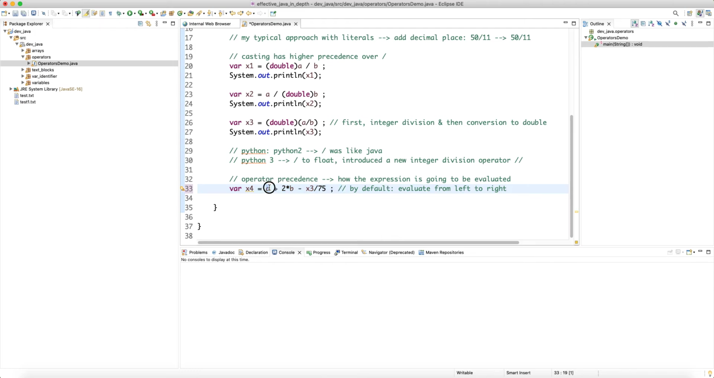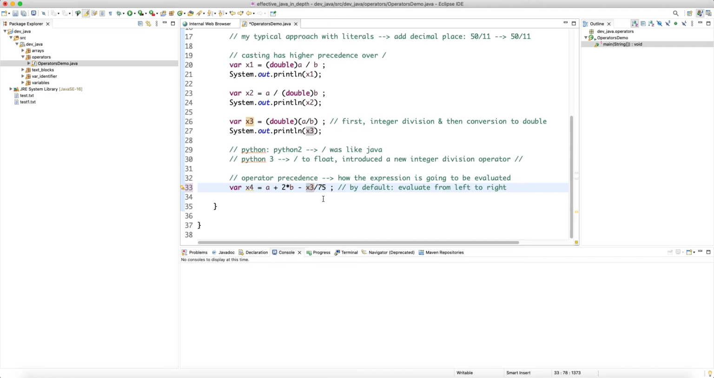So the compiler looks at the tokens and operators. First it identifies the operators: plus, times, and minus. And then obviously anything between two operators is a token. Here A is a token, 2 is a token, B is a token, x3 is a token, 75 is a token.